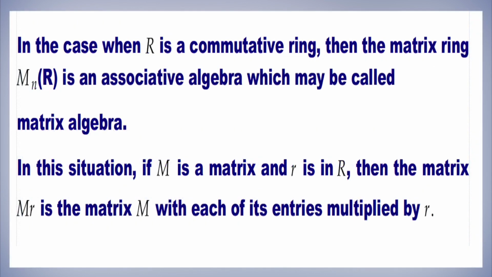In this case, when R is a commutative ring, then the matrix ring Mn(R) is an associative algebra, which may be called a matrix algebra. In this situation, if M is a matrix and r is in R, then the matrix Mr is the matrix M with each of its entries multiplied by r. Let us see the ring of n by n matrices.